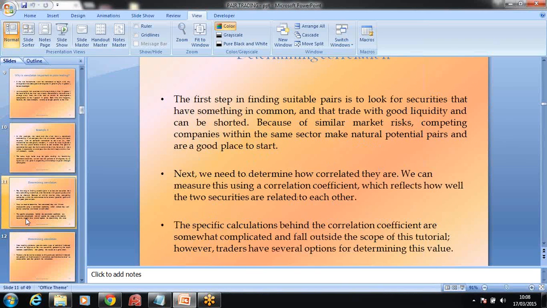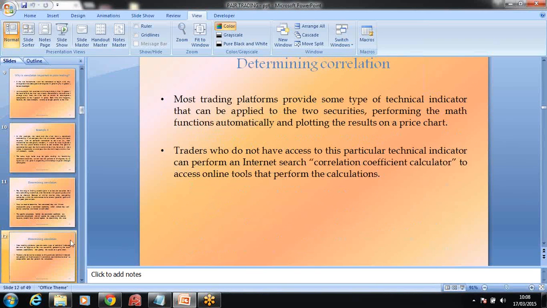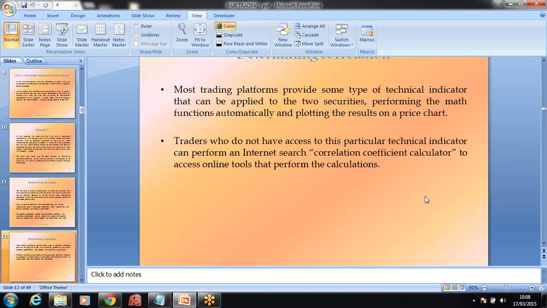So these are a few examples. I'll definitely send you all this. Determining correlation, we have certain formulas that we have already done. You don't have to worry about that. We have automated all this stuff.